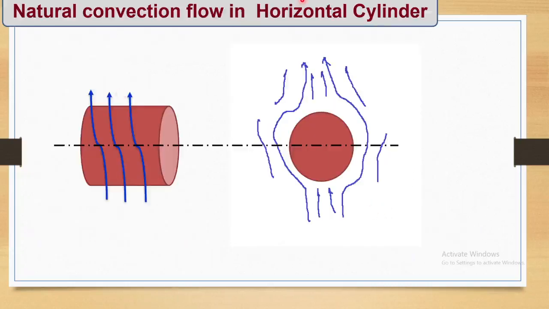Natural convection flow in a horizontal cylinder. When a cylinder is placed horizontally, let's say it is heated and is exposed to the cold air. So cold air comes into contact with the heated cylinder, will become heated, will become lighter, and will be moving in the upward direction. So this way there will be the movement of surrounding fluid when it comes into contact with the heated cylinder.